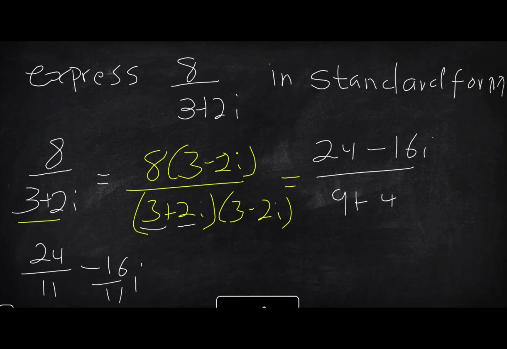So comparing this to our standard form a plus bi, we can see that our a is 24 on 11 and our b is negative 16 on 11. Note, anytime you are being asked to express it in standard form, you have to give the values of a and the values of b after everything. Let's take another example.